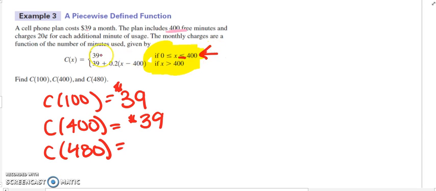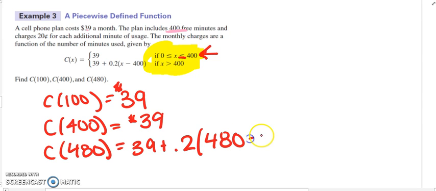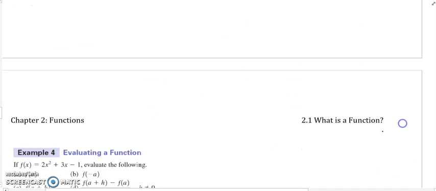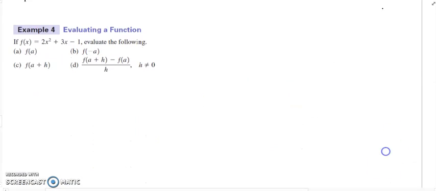Then once you decide, you plug it in. So I'm going to plug in here. So you do 480 minus 400 times 0.2 plus 39. Okay, pause it and rework it. If you have any questions, let me know. I'm going to go to example 4.